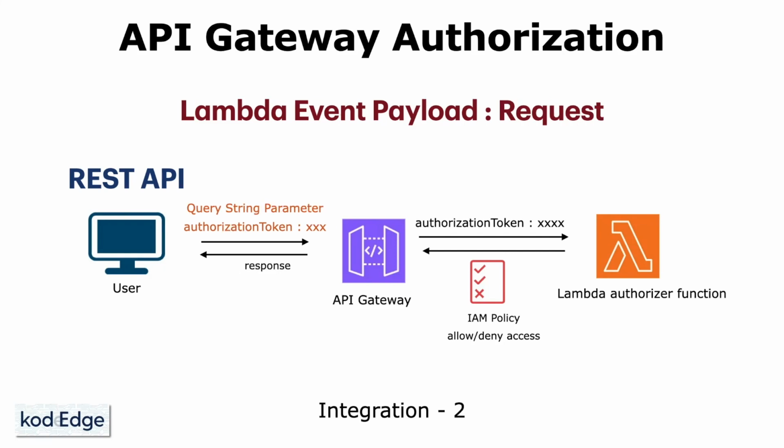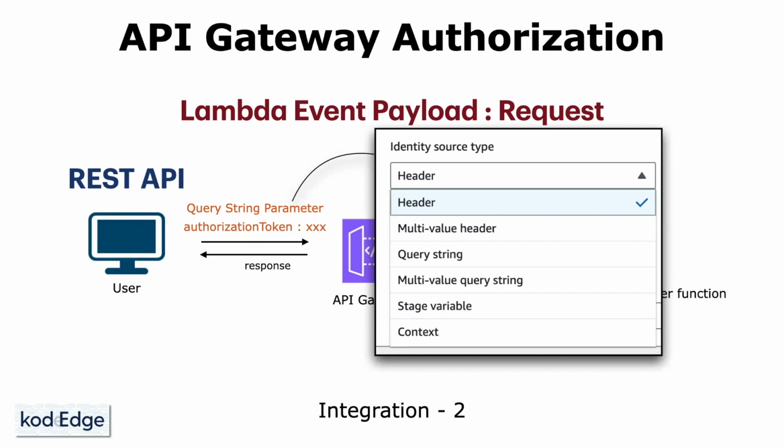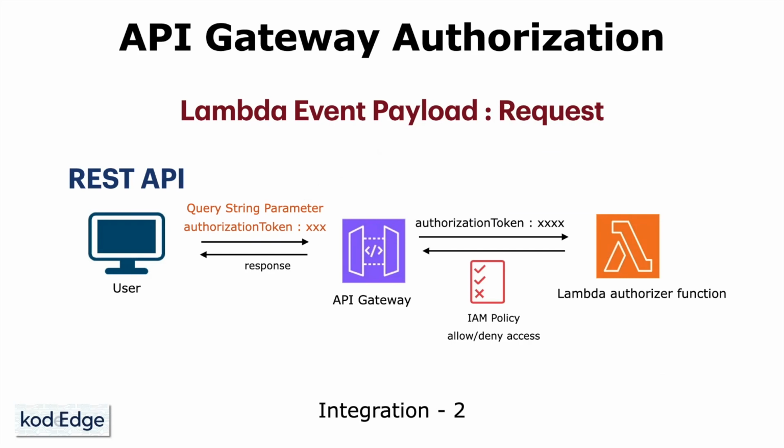The next configuration is Lambda event payload of the type request. Here the user will send the access token using a query string parameter, or there are other options also available. So these are the other options. The user can send the access token using the header or a multi-value header, or a query string or a multi-value query string, or a stage variable or a context, or you can use a combination of all these parameters. After that, API gateway will forward this token to the Lambda authorizer, and the Lambda authorizer will send the IAM policy back to the API gateway. So let's see the next integration.